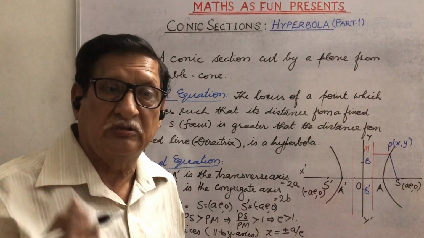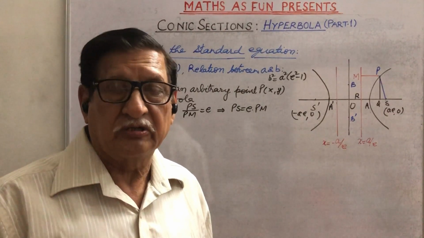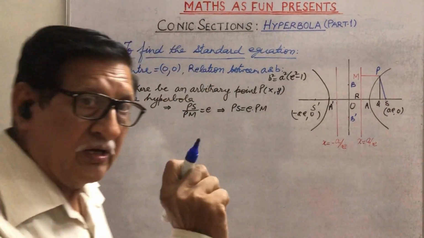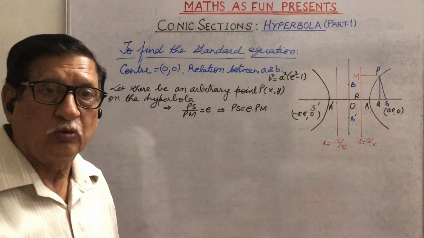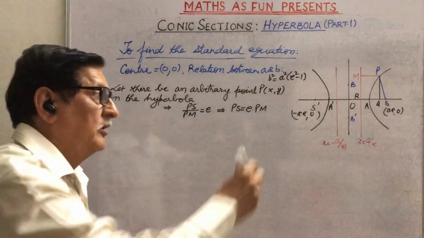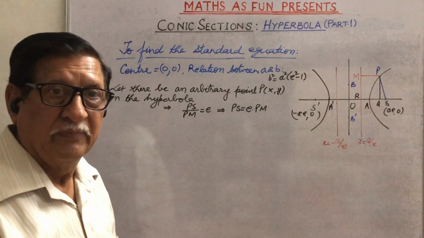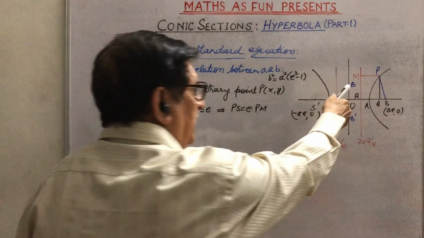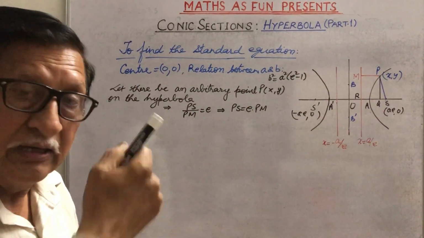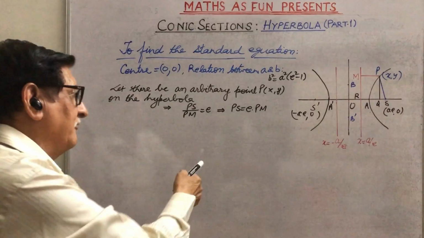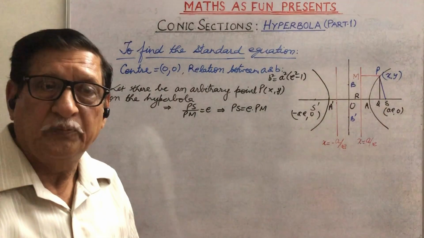Now we'll learn how to find out the standard equation of a hyperbola. To find the standard equation of the hyperbola, see where the center of it is. Center, we know, is the point which bisects every chord of the conic section, and here O, that is the origin, is the center of the hyperbola. Now if we take any arbitrary point P whose coordinates are (x, y) on the hyperbola, then according to the definition we have PS upon PM is equal to e. It means PS will be equal to e into PM.